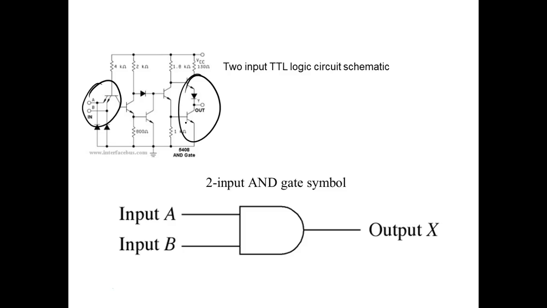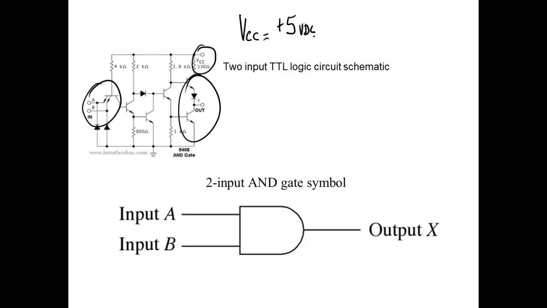Now, anytime you see the term VCC in digital, this is going to be a plus 5 volt supply. Now in solid state, VCC can be any voltage level. But in digital, it's going to be 5 volts DC.